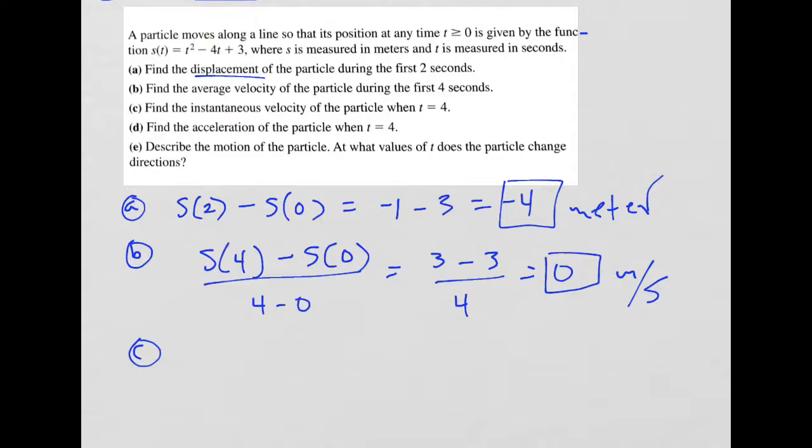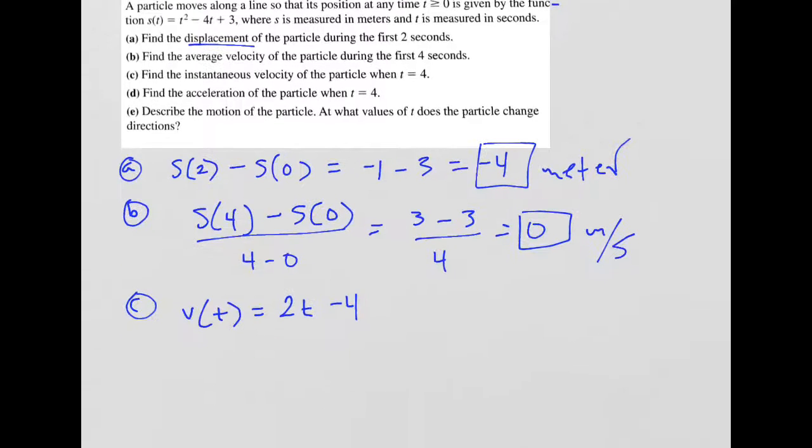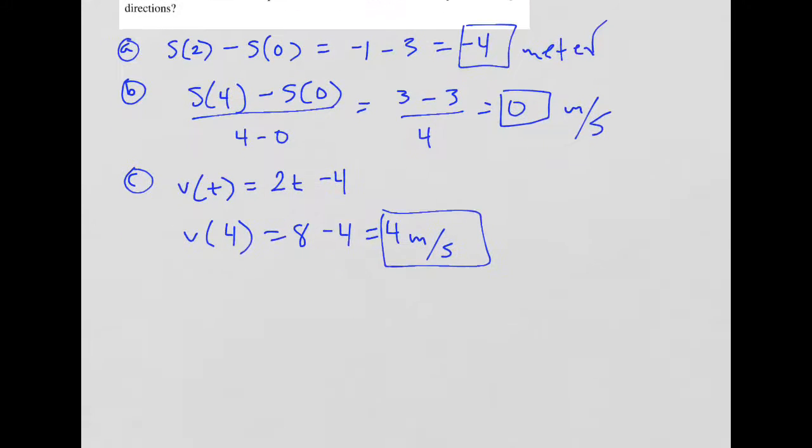That just means take the derivative of this to get the velocity function and then actually plug in 4. And I'll just use my power rules there, 2t minus 4, and I would plug in a 4, right, and I get 8 minus 4, that is 4. And remember, it is meters per second, so I have meters per second there.